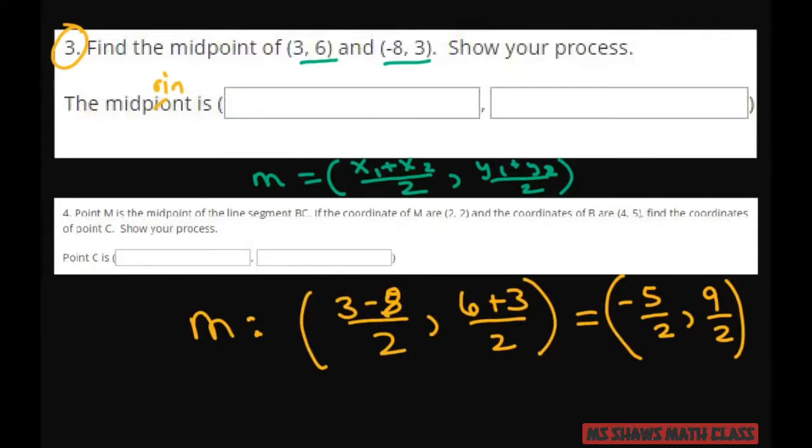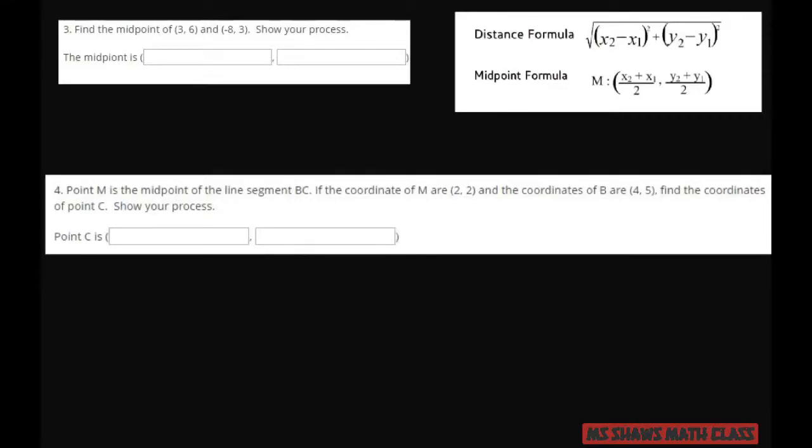All right. Now the next one's a little harder. So basically for the next one, here's your midpoint formula. We're given the midpoint, which is the average of your x's and y's here. And then we have the coordinates of B, but we don't have the coordinates of point C.